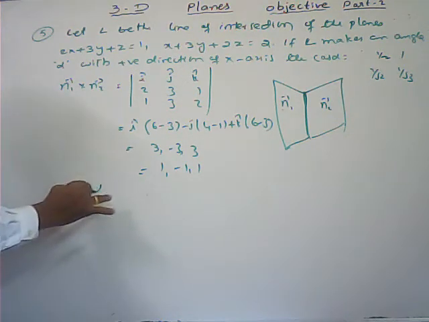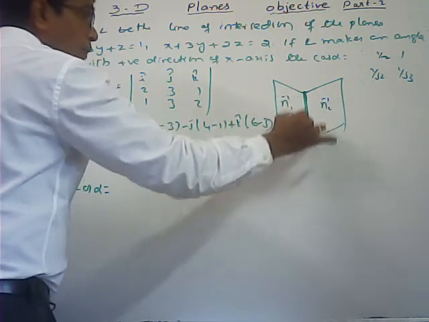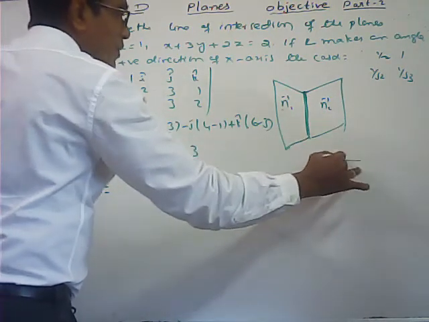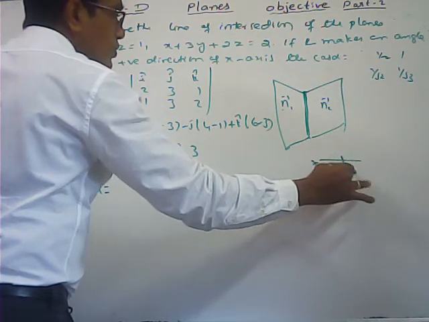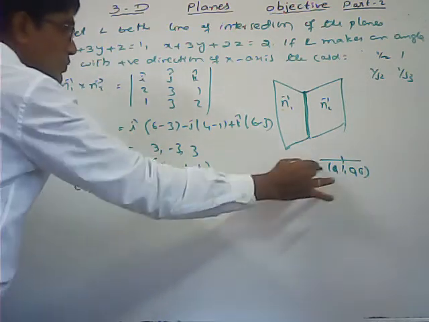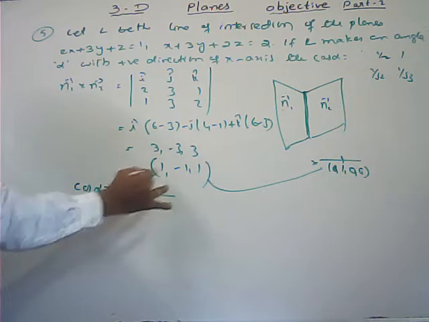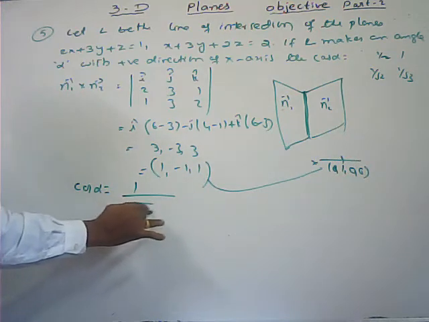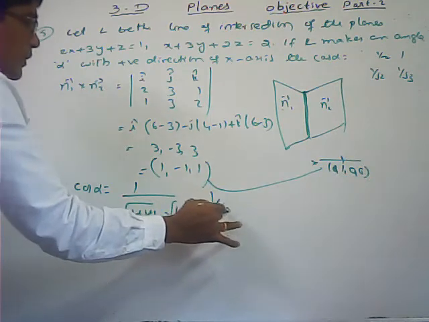Now cos alpha is equal to, alpha is the angle between that line of intersection and x-axis. What are the DRs of x-axis here? 1, 0, 0. And here we want the angle between these two. Dot product of that one, by modulus of this one, root of 1 plus 1 plus 1, root 1. That is equal to 1 by root 3.